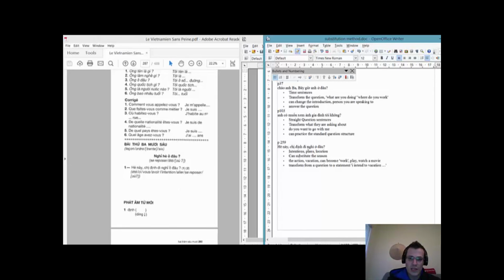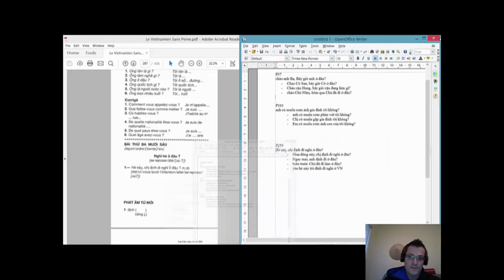You can also substitute words so that you're changing the intentions, the plans, the location, the season, the action. What are you wanting to do? What are you planning to do? And you can even transform from a question into a statement, which is a bit more complicated, and I would suggest you save that for once you're comfortable with the actual structure itself and you want to do more with it. So that's something you might want to do later on.